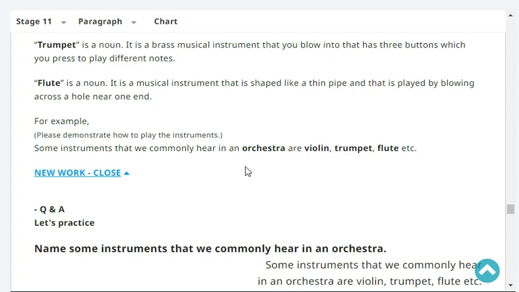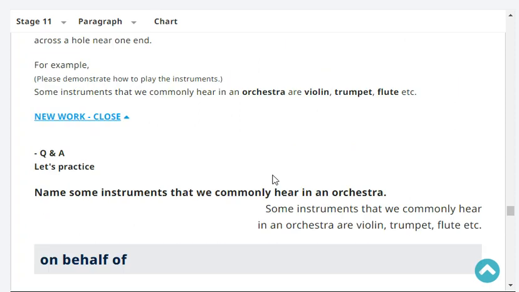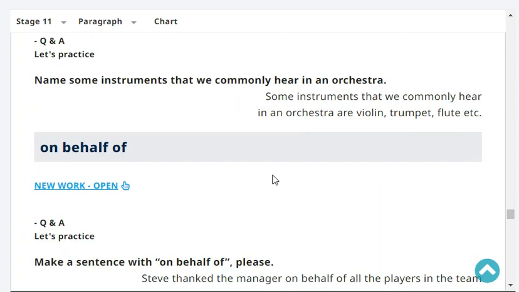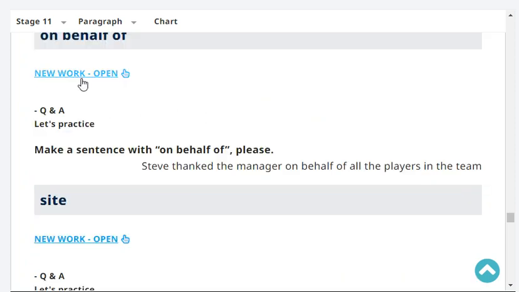Okay, let's practice. Name some instruments that we commonly hear in an orchestra, please. Some instruments that we commonly hear in an orchestra are violin, trumpet, flute, etc. Very good.